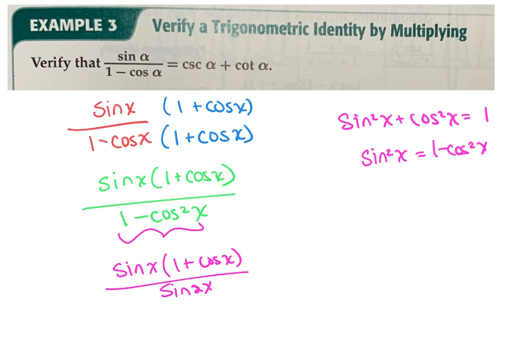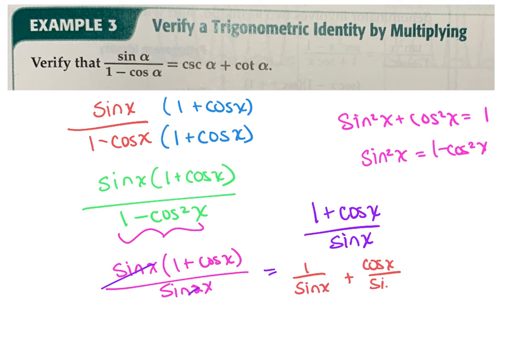One of my sines can cancel, right? So I have 1 plus the cosine of x over the sine of x. I'm still trying to get cosecant and cotangent. So I can split that numerator. This is how fractions work. 1 plus 2 over 3 is 1 over 3 plus 2 over 3. So this can be split to 1 over sine of x plus cosine over sine of x.